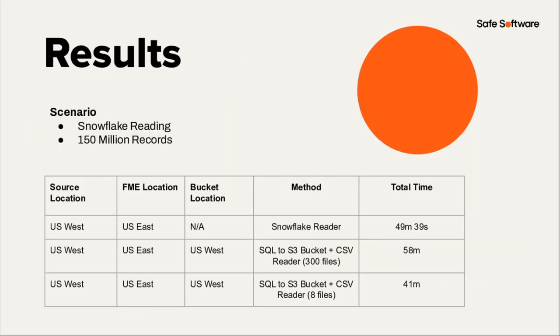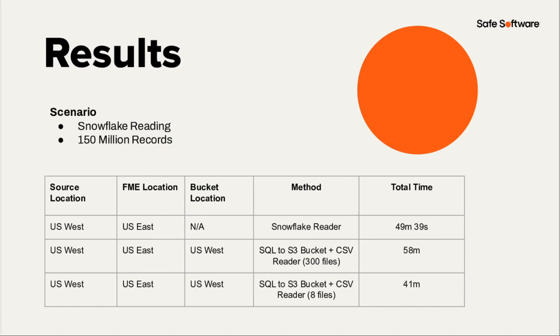Now, here are some results of doing that. When I ran that workspace, you'll see I've listed the source location, which is where the Snowflake database is hosted, and the FME location is where I reside. The bucket location, if I used a bucket, was on the West Coast. The first method, I just used a Snowflake reader, and I was able to read all 150 million features in about 49 minutes, roughly.